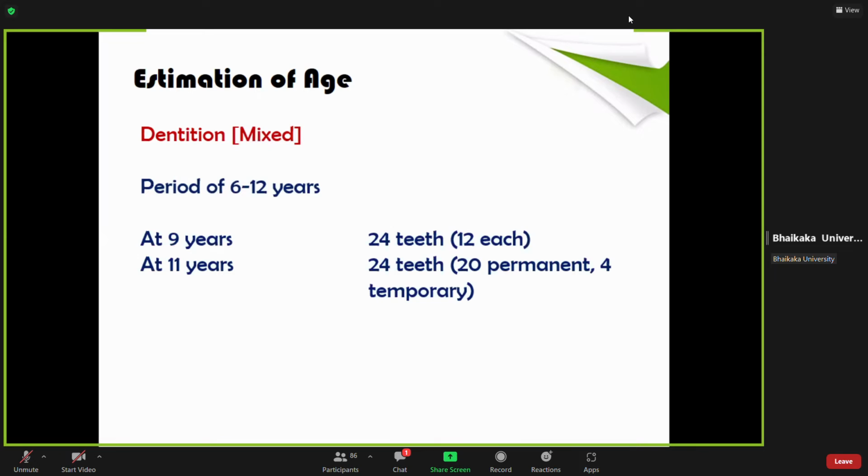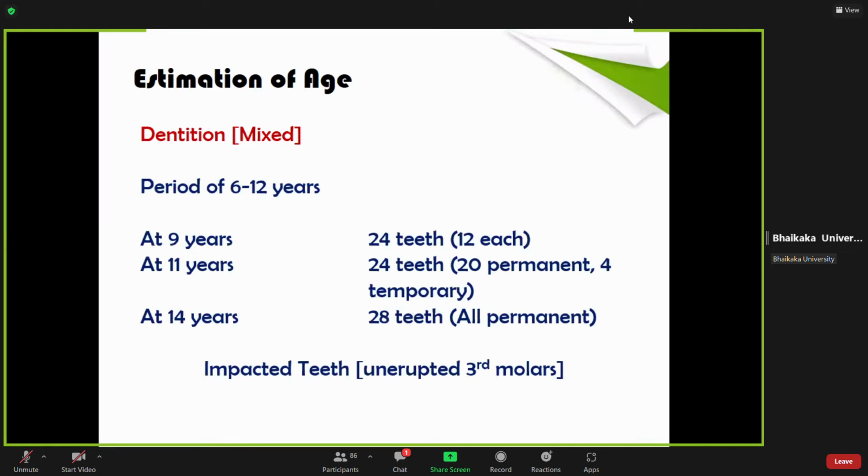The dentition period is 6 to 12 years. At 9 years, there are a total of 24 teeth, 12 on each side. At 11 years, there are a total of 24 teeth, 20 permanent and 4 temporary. And at 14 years, a total of 28 teeth, all permanent. Impacted teeth, जो आगे बताया, are unerupted third molars.